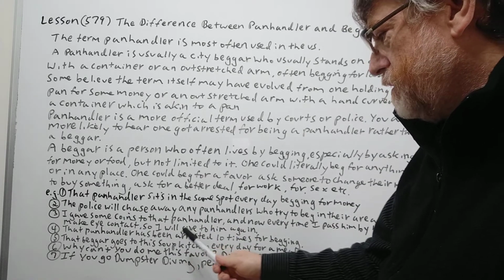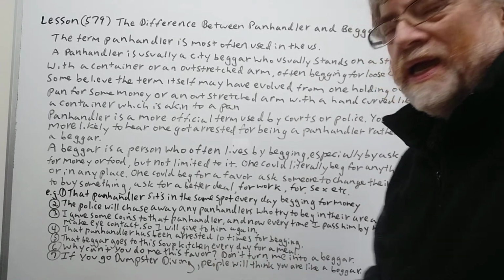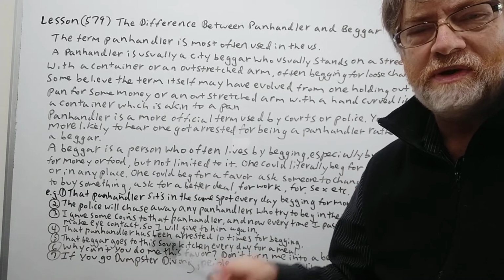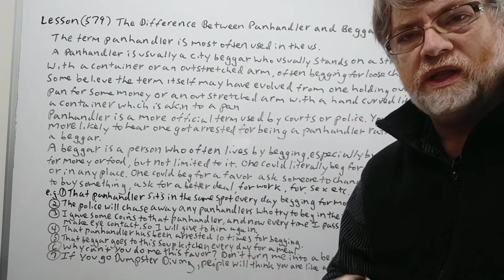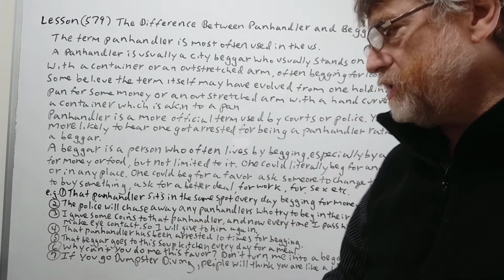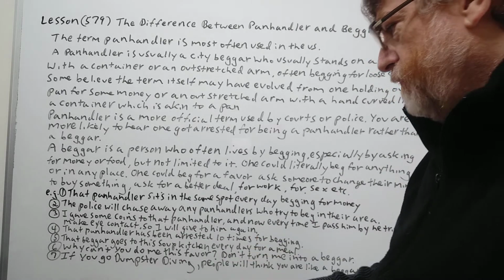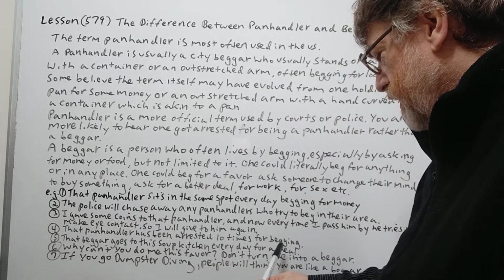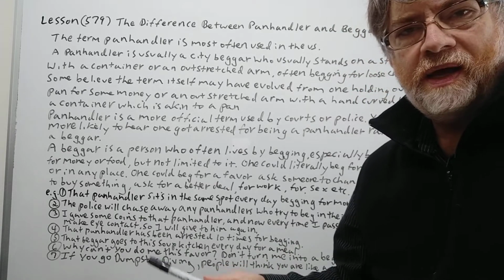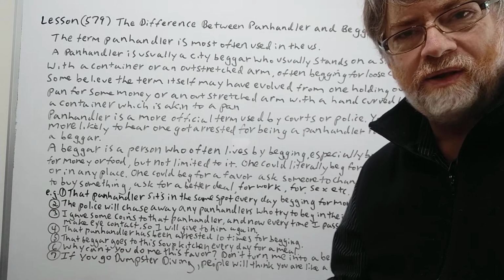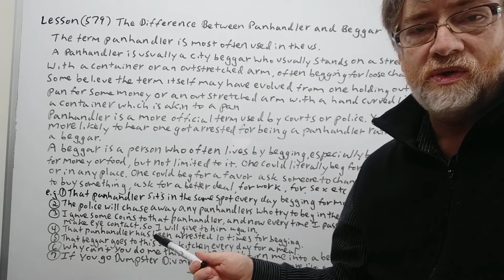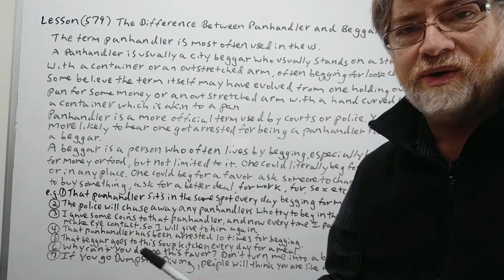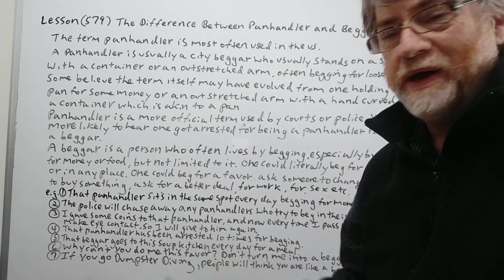Number 4: That panhandler has been arrested 10 times for begging. Here's one where you're more likely to use panhandler. You know, that beggar has been arrested for begging? You're more likely to use panhandler in this sort of situation. All right, number 5: That beggar goes to the soup kitchen every day for a meal. Could you say panhandler? Well, not everybody who goes to a soup kitchen is necessarily on the street begging. So here you're probably more likely to stick with beggar.